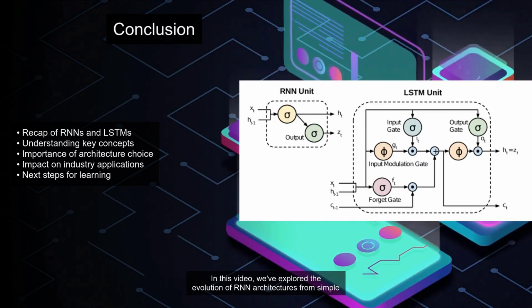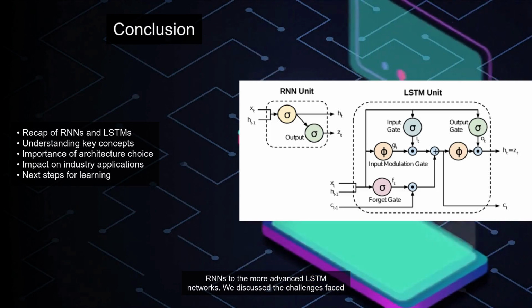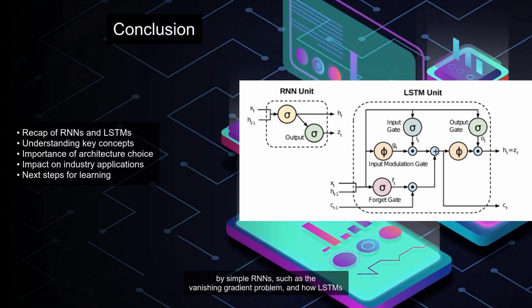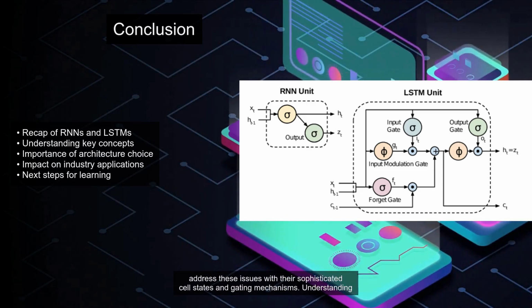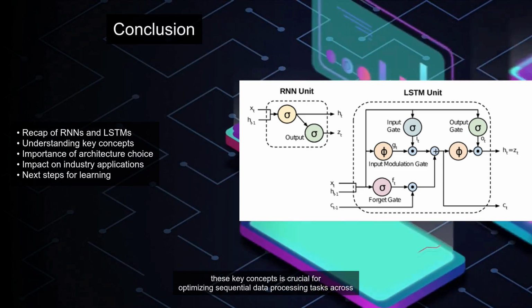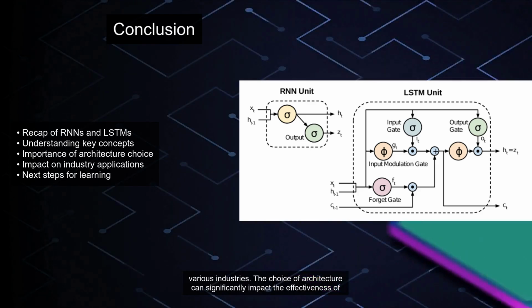In this video, we've explored the evolution of RNN architectures from simple RNNs to the more advanced LSTM networks. We discussed the challenges faced by simple RNNs, such as the vanishing gradient problem, and how LSTMs address these issues with their sophisticated cell states and gating mechanisms. Understanding these key concepts is crucial for optimizing sequential data processing tasks across various industries.